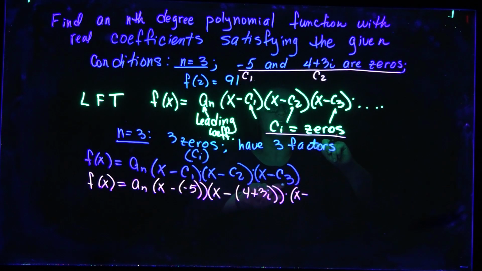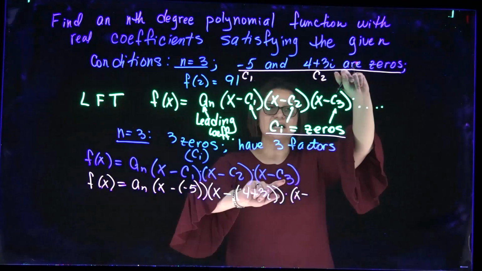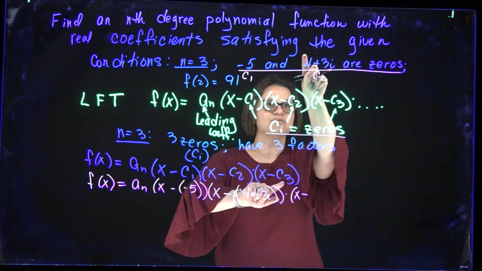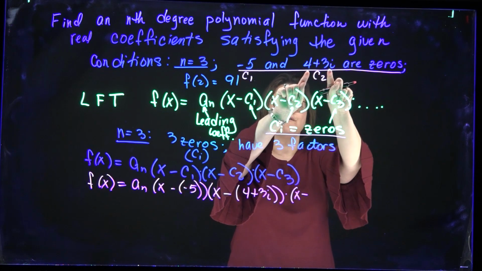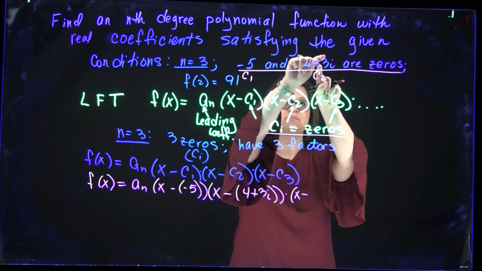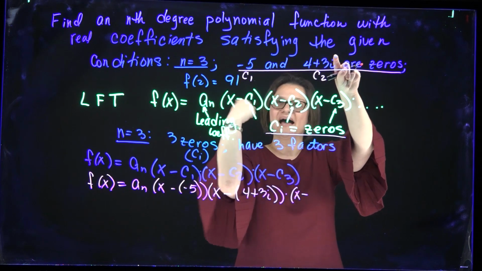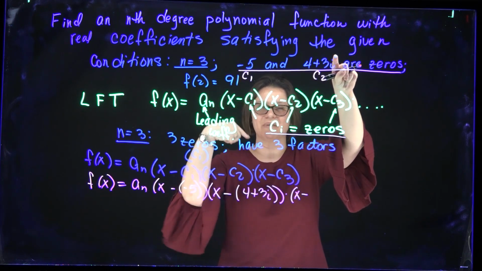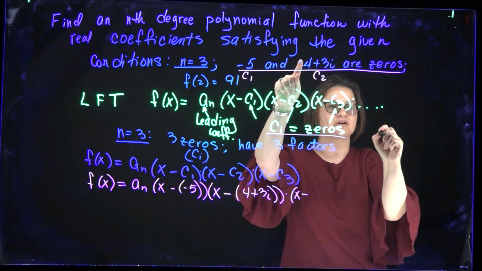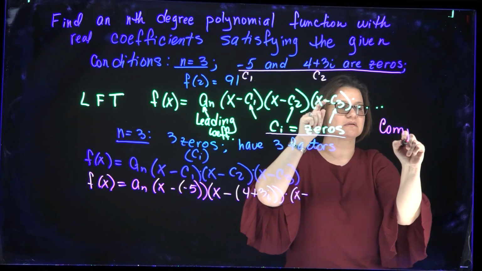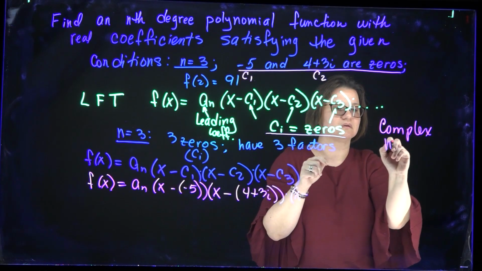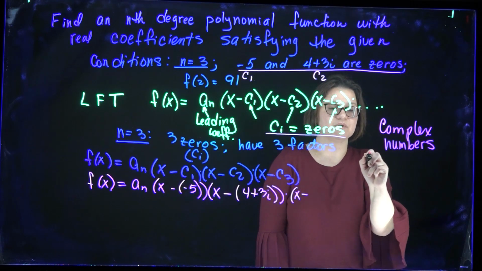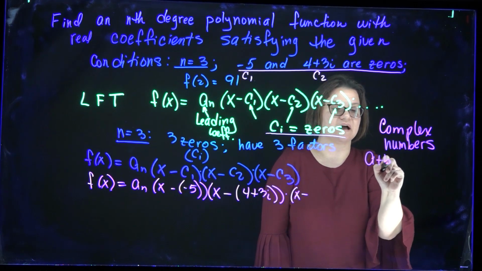Well, what is going to go into the c3? Let's think about what this number really is. Notice how this number is written in the form a plus bi. Does that remind you of these imaginary numbers, complex numbers written in imaginary form? Let's talk about our complex numbers. A complex number is written in the form a plus bi.